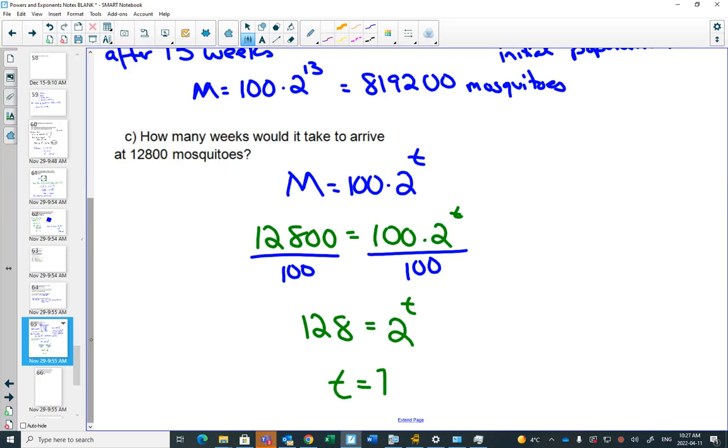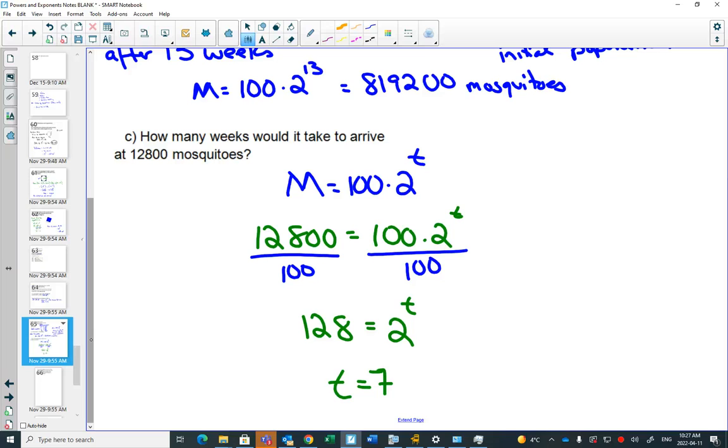Seven. Sorry, that's a bad-looking 7. Wait, what? Just 7? How did you figure that out? I tried 5, wasn't big enough. I tried 6, wasn't big enough. Actually, I lied. I didn't guess because I already knew. But that's okay. That's what you would do, right? You would keep guessing until something worked.